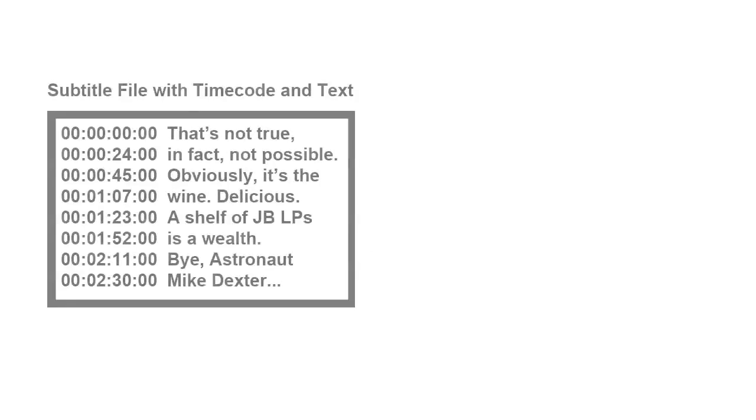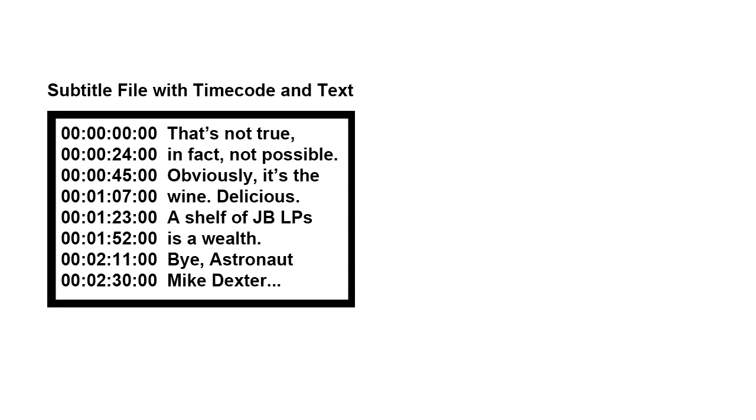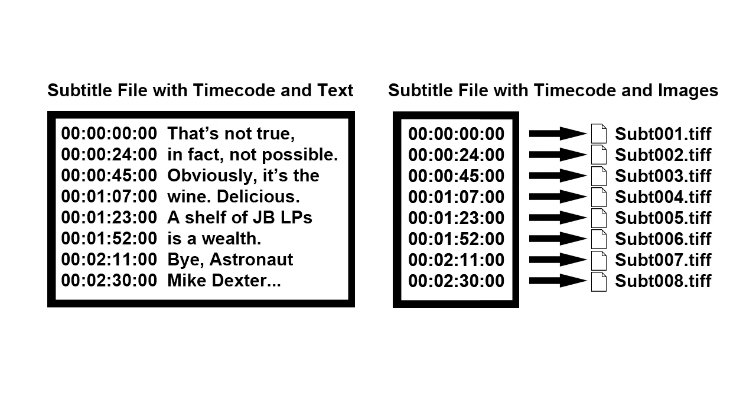Two of the basic subtitle file formats are a self-contained subtitle file with timecode and text, so it has both your timecode information and the text for your subtitles in the same file. The other format that's pretty common is a subtitle file with images. The subtitle file then only contains timecode, and each timecode refers to a separate image file.